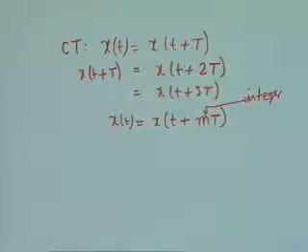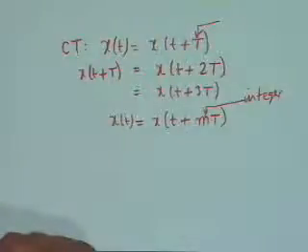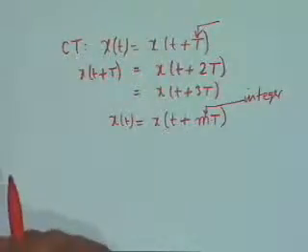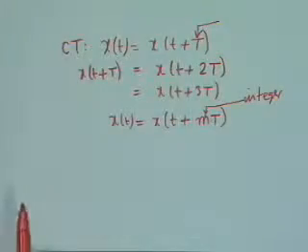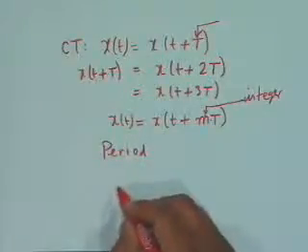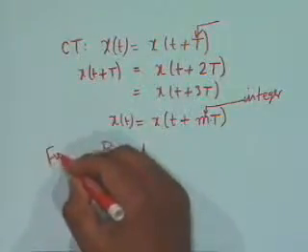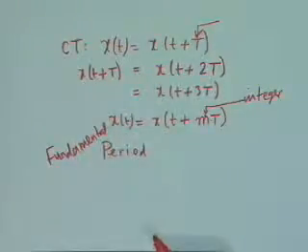But obviously, there must exist a minimum for this t, for this signal to be periodic. And this minimum is called the period or the fundamental period. The adjective fundamental is usually omitted. We simply call it period.